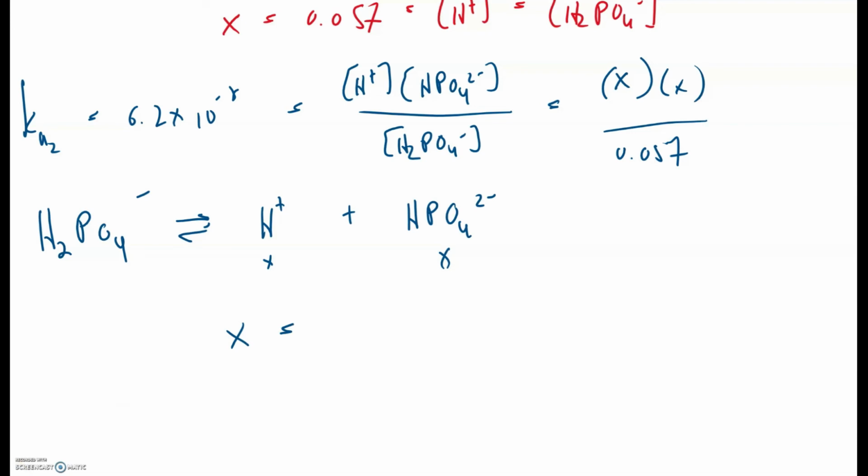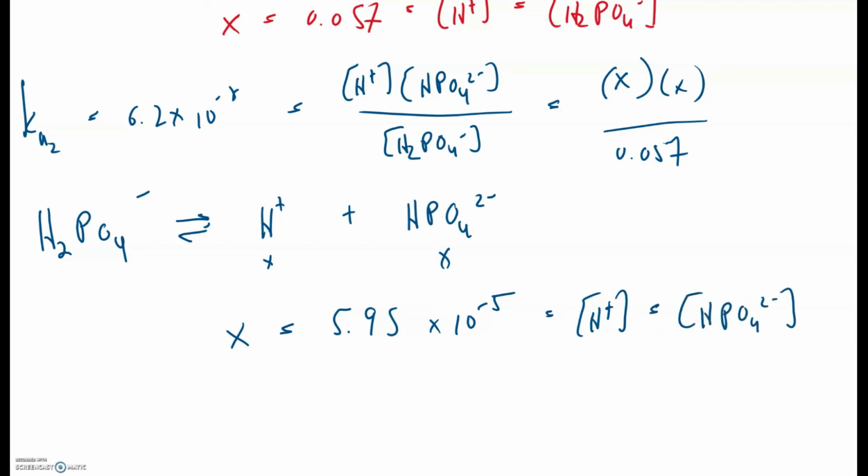When I do this, I get a value of X that is 5.95 times 10 to the negative 5th. And remember, this is H plus from this dissociation, and it is also the concentration of HPO4 2 minus.